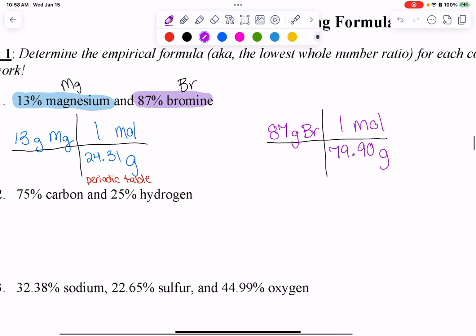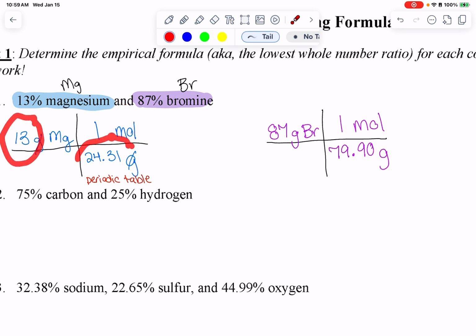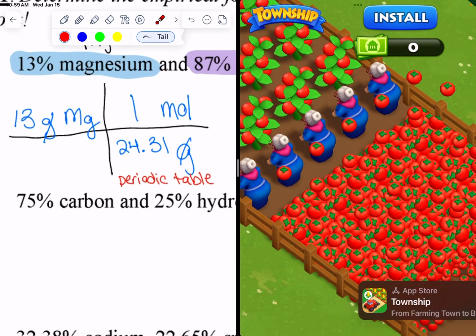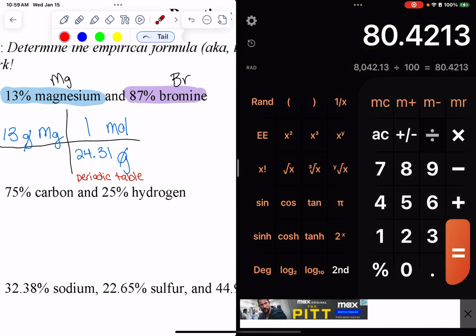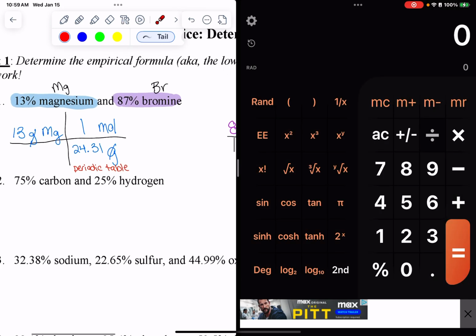Let's go back to our paper. At this point, this looks familiar. We have grams on top and bottom, so we're going to cancel out those grams and make this into moles. In order to do that, we have to take the number on top divided by the number on the bottom. So let's pull up our calculator again.